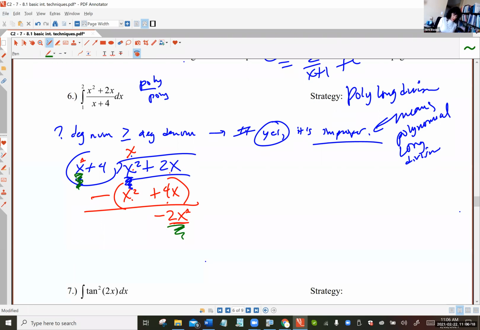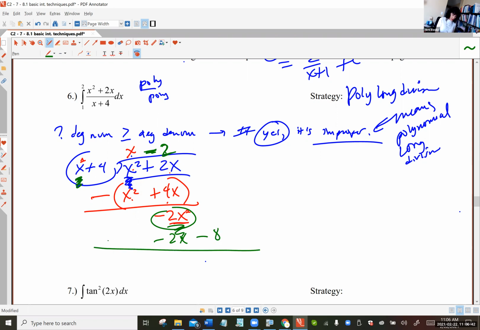What do I need to multiply this x by to give me negative 2x? Negative 2. Good. So you're going to put a minus 2 up here. There's the rest of your quotient. Then you multiply negative 2 with this entire divisor. Negative 2 times x is negative 2x. Negative 2 times positive 4 is negative 8.